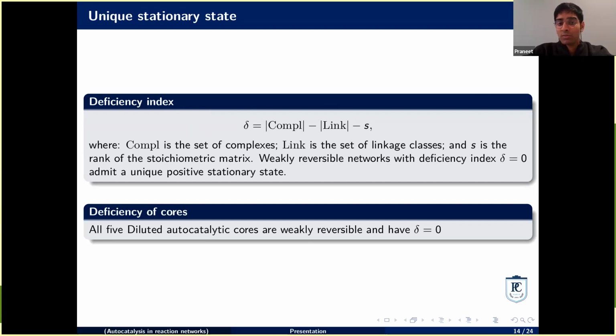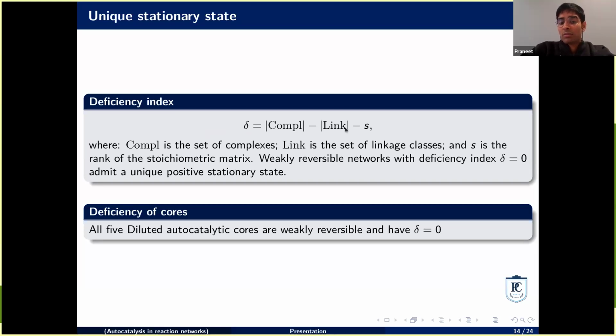So if I have A plus B giving C, then A plus B is one complex, C is one complex, and if I have a separate reaction A giving B, then A and B are also complexes. So this number is the number of complexes that are there. Linkage classes are the connected components of the graph, so to say.